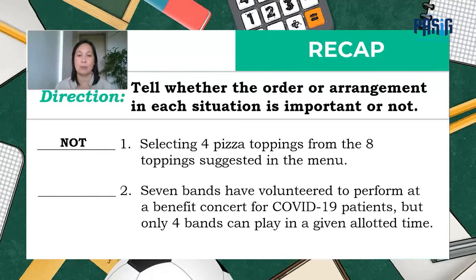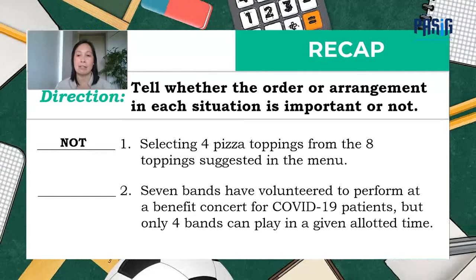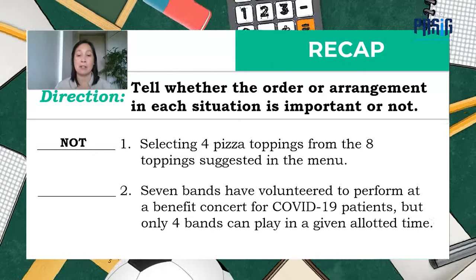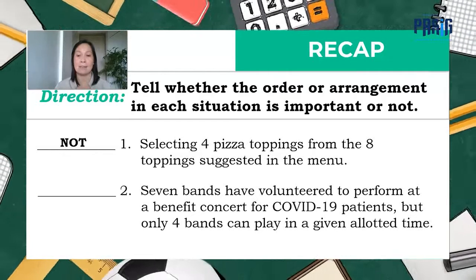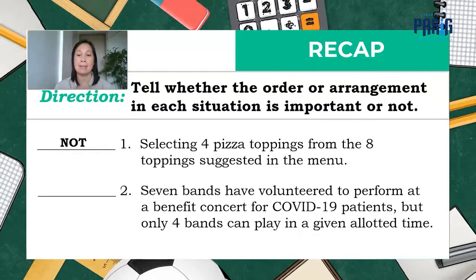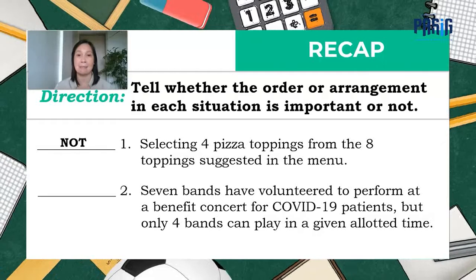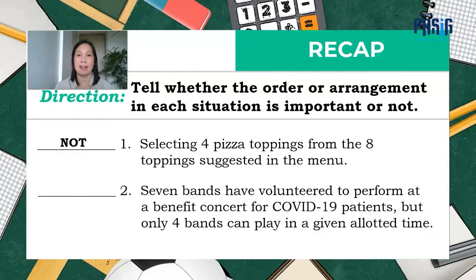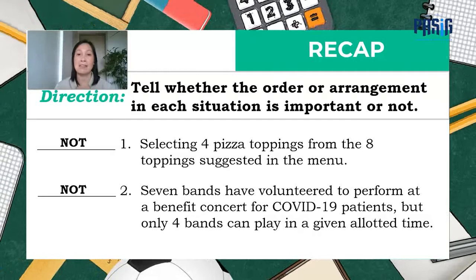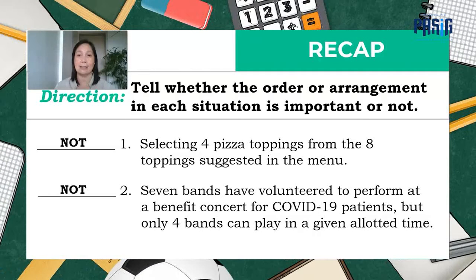Number 2. 7 bands have volunteered to perform at a benefit concert for COVID-19 patients, but only 4 bands can play in a given allotted time. Correct. The order of selecting the 4 bands is not important.